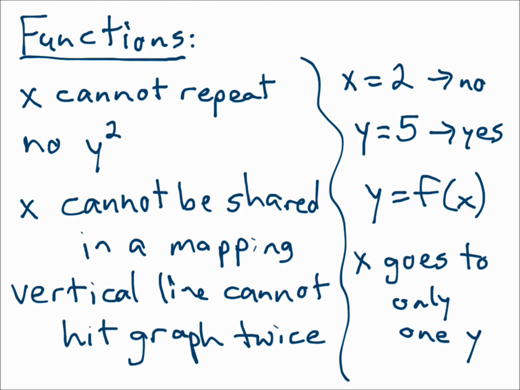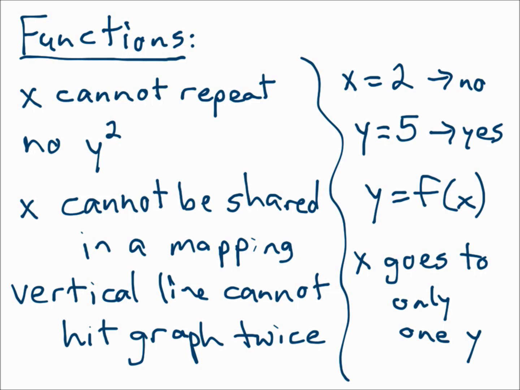To be a function, the x cannot repeat whenever the ordered pairs are written. In an equation, you can't have a y squared. The x cannot be shared in a mapping. A vertical line cannot hit the graph twice. In other words, it has to pass the vertical line test.